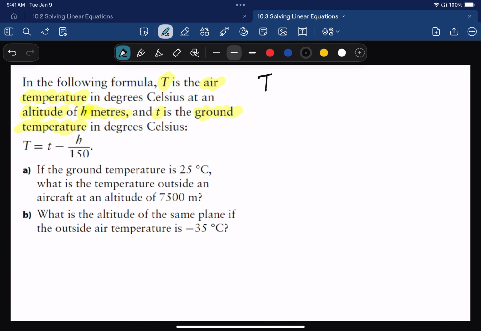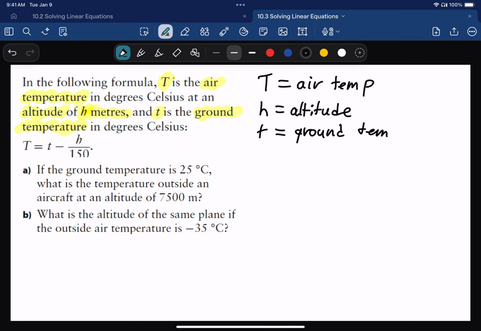So let's just do a little jot notes. Air temp, h, altitude, and little t is ground temp. Okay, so now let's try to do A.